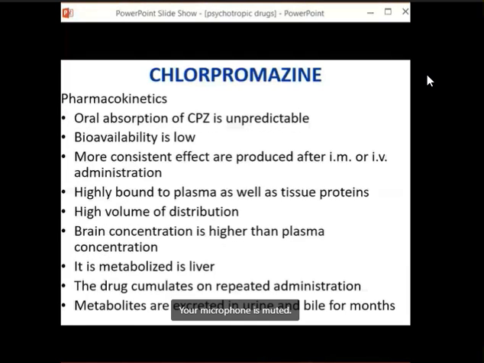Now the pharmacokinetic properties of chlorpromazine. The oral absorption of chlorpromazine is unpredictable, so the bioavailability is low. More consistent effects are produced after intramuscular or intravenous administration. These drugs are highly bound to plasma as well as tissue proteins, having high distribution. The brain concentration of chlorpromazine is higher than the plasma concentration. It gets metabolized. With repeated administration, there is a high chance of drug accumulation, and the metabolites are mainly excreted in urine and bile even months after stopping the drug.